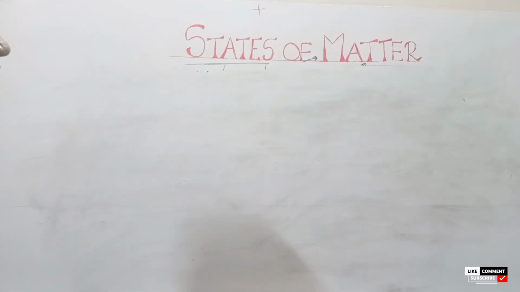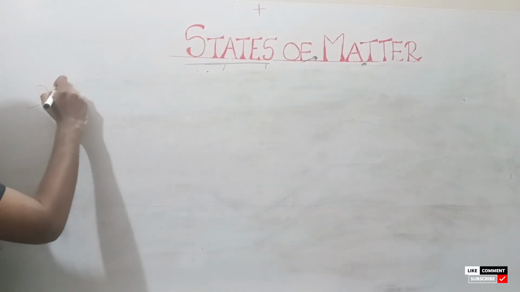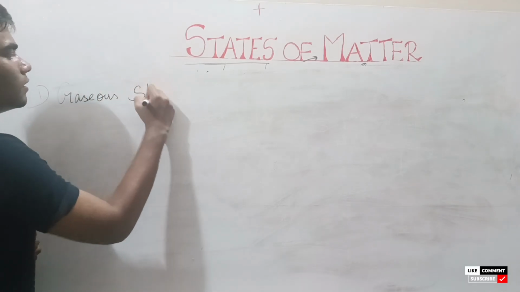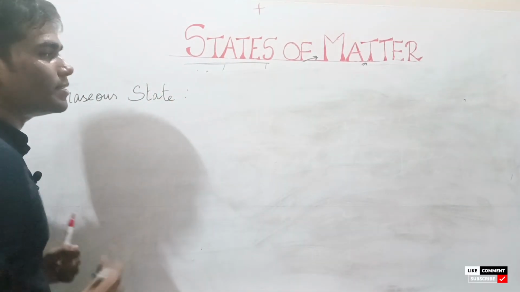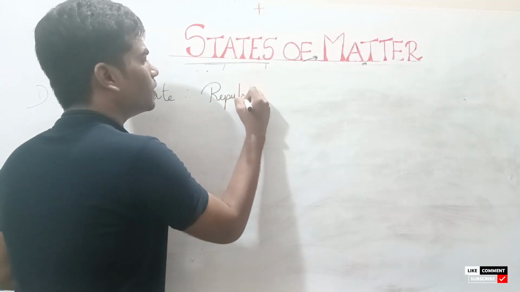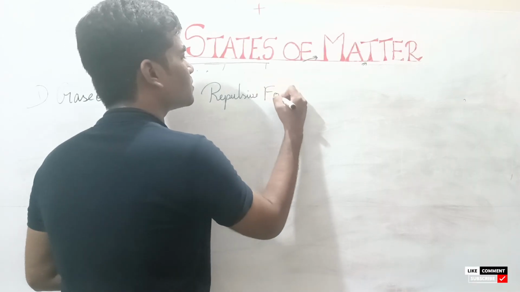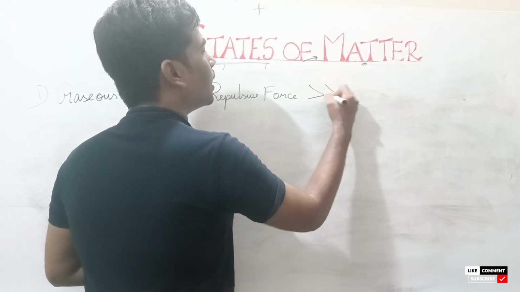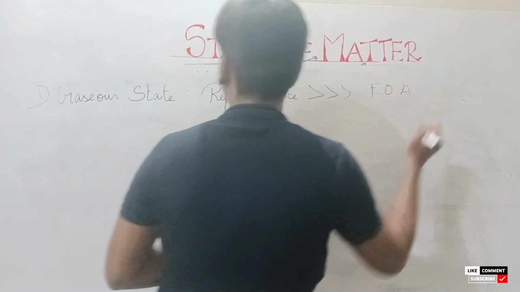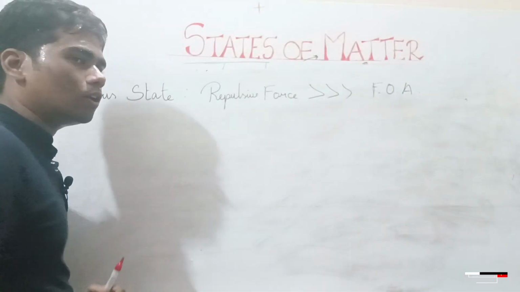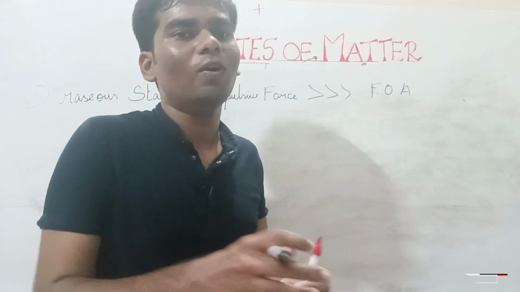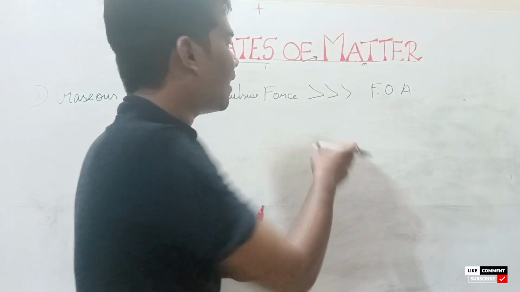So the three major states that we studied: the first one is the gaseous state. In this gaseous state, the repulsive force is greater and greater than the force of attraction, so the gas molecules expand and move everywhere. It won't have a definite shape or a definite volume.